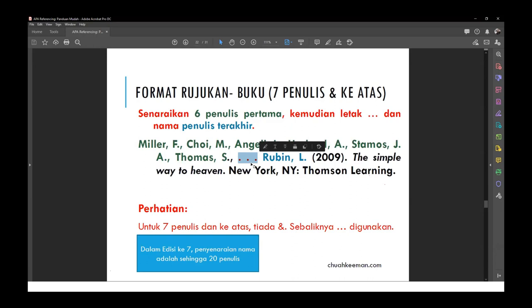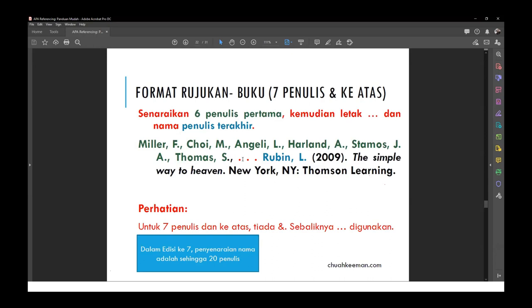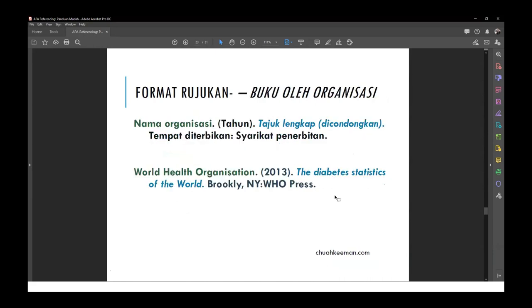All right. If only 7, then you don't need the ... You just list everything and then end 7. Bottom line is the total number of names that you have in the list in front before the year for 6th edition is 7, for 7th edition is 20. Right? Get me? Very rare lah. But if you are still confused, let me know. But this is how it works. Okay.